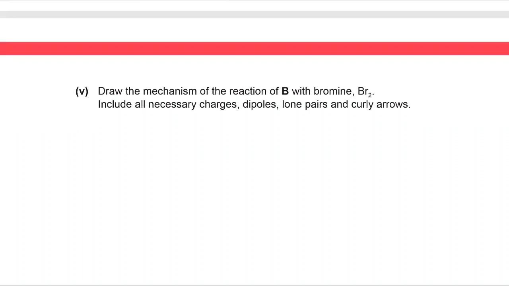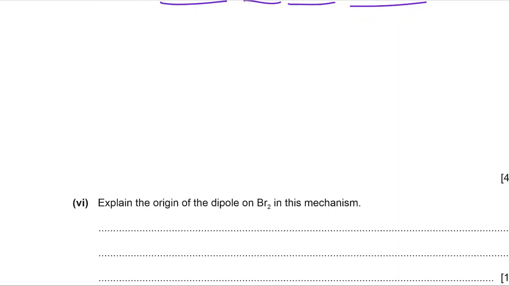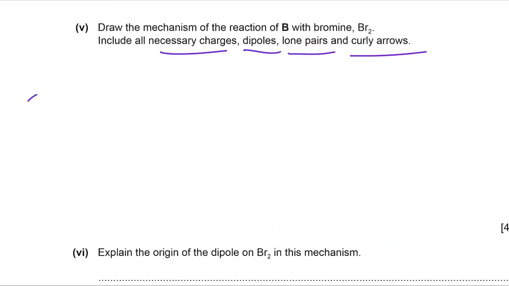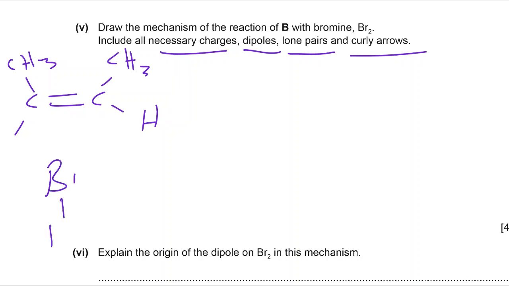So draw the mechanism of the reaction of B with bromine. Include all necessary charges, dipole charges, dipoles, lone pairs, and curly arrows. You have this compound, CH3, CH3, H, and bromine.